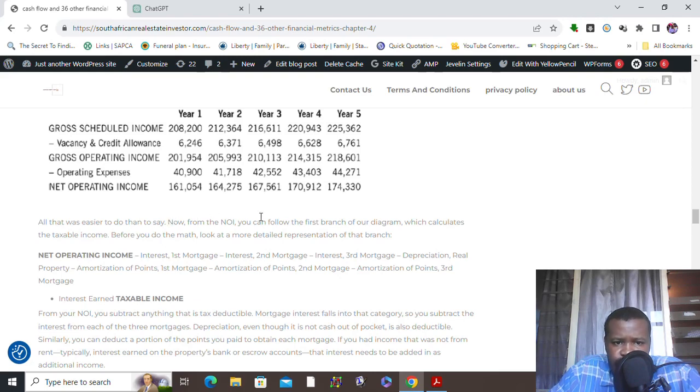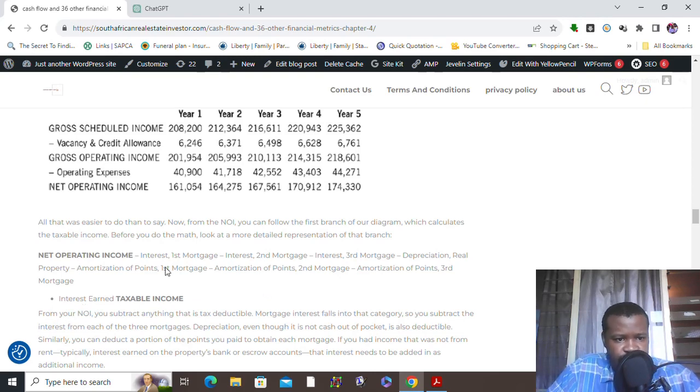Now from NOI, you can follow the first branch of our diagram, which calculates the taxable income. Before you do the math, look at the more detailed representation of that branch. Net operating income less interest of the first mortgage, less interest of the second mortgage, less interest of the third mortgage, less depreciation, real property, amortization of points, less amortization of the second mortgage, less amortization of the third mortgage.